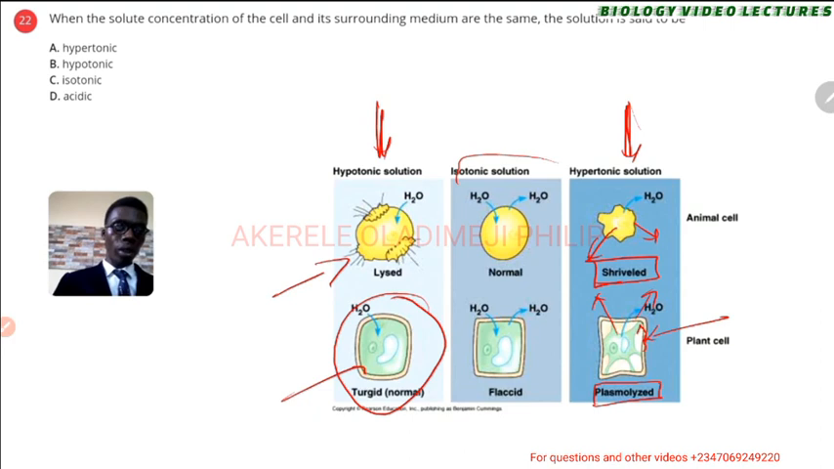Now, for an isotonic solution, which means the solution surrounding the cell has the same amount of solute as the cell. So what happens here is water goes in and water goes out. So the cell size is maintained. So the answer is option C, isotonic solution. If you need to, rewind this piece to understand this concept. All right.